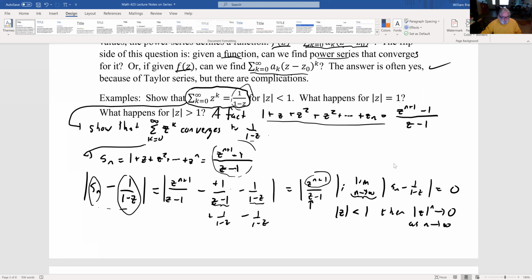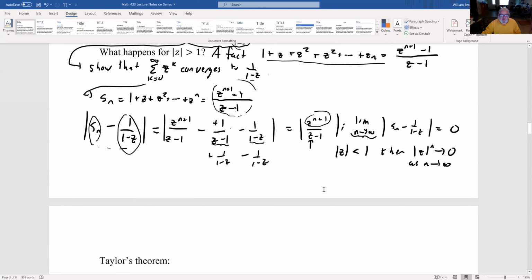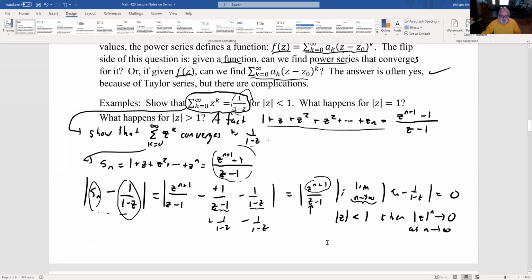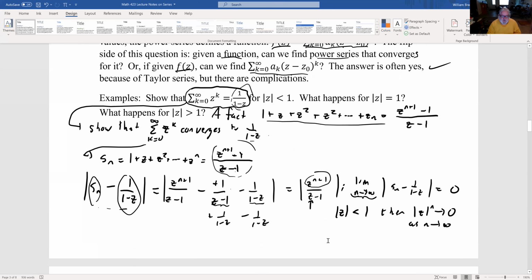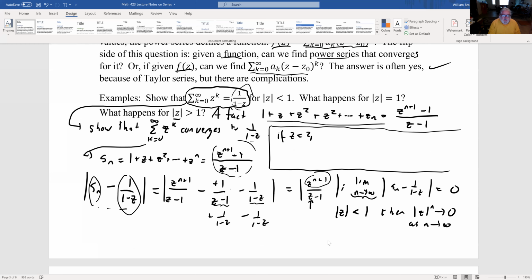And I don't have a huge amount of space. I don't know why I thought I could answer all these questions in this space. So I'll just make a brief gesture about what happens if modulus z is bigger than 1. So if z equals 2, for example, we get 1 plus 2 squared plus 2 to the 4th plus dot, dot, dot. And you can see that your partial sums will diverge.